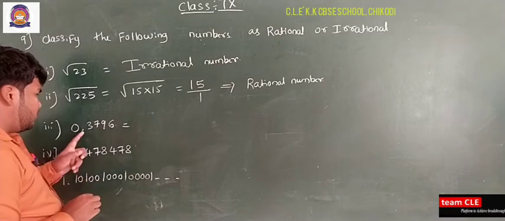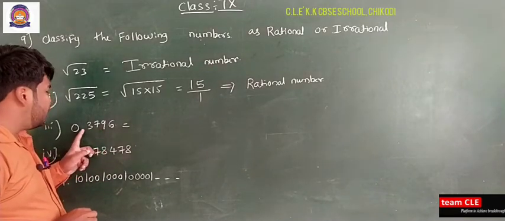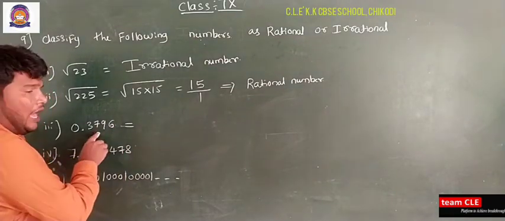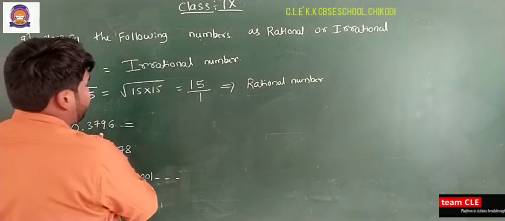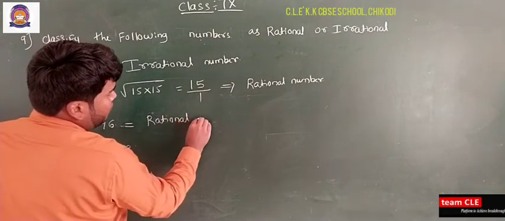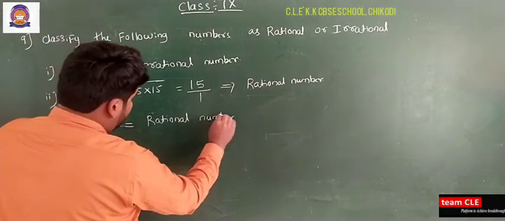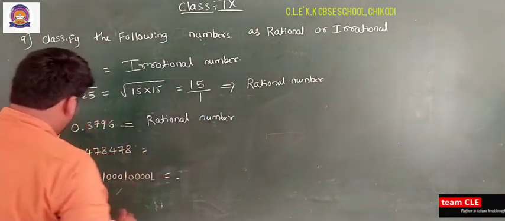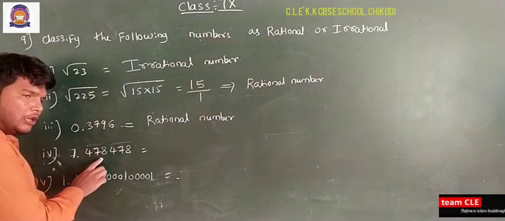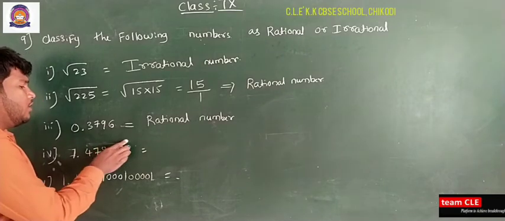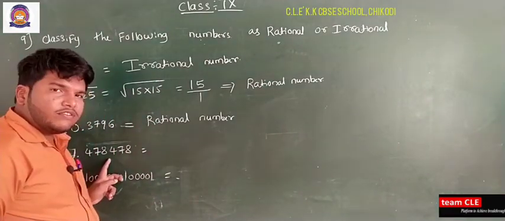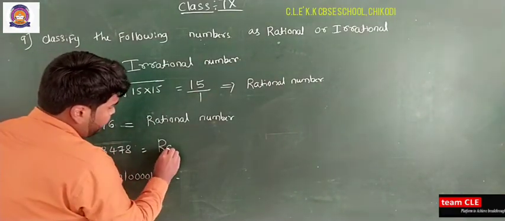Similarly, the third one is 0.3796. It is a terminating decimal, and as a terminating decimal falls under case 1, it is a rational number. So these are three examples, and two more. Next is 7.478478. It is non-terminating and repeating, so it is a rational number.